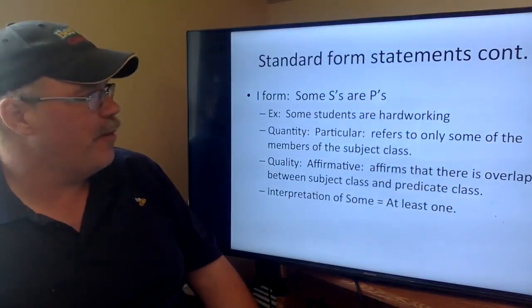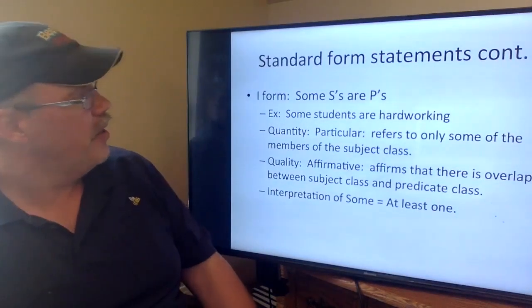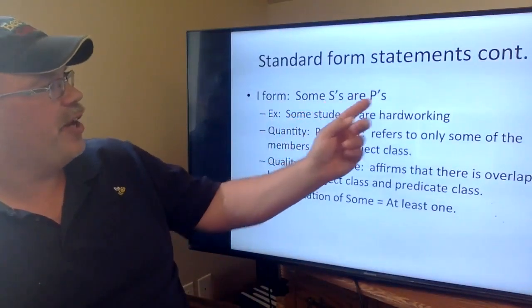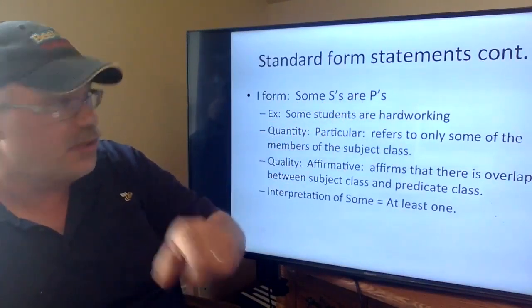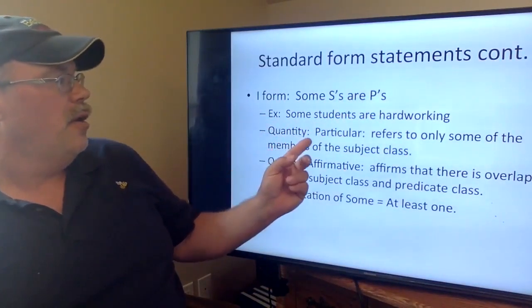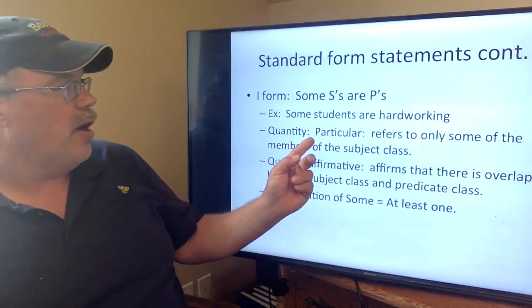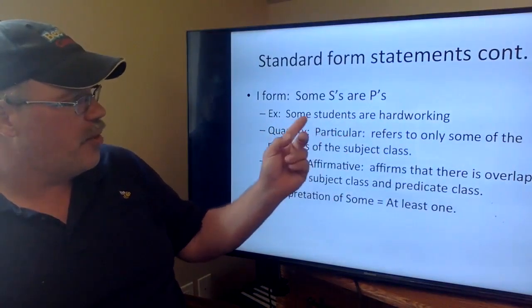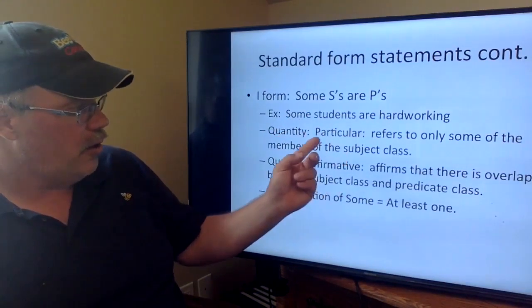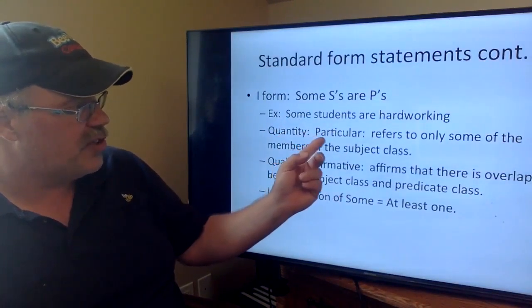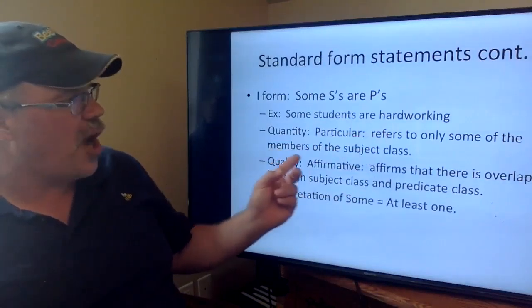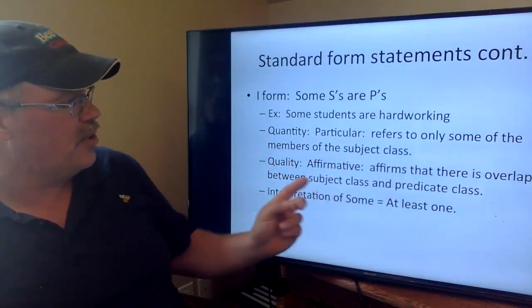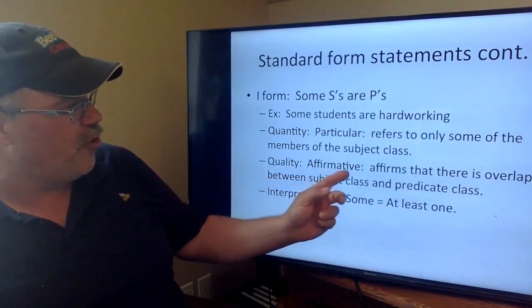The I form, we're 3 out of 4 now. Some subjects are predicates. So for instance, some students are hardworking. That's you. These are particular. We're talking about some, not all. If it's all, it's universal. If it's some, it's particular. Okay, so we're referring to some of the members of the subject class, and the quality is affirmative.